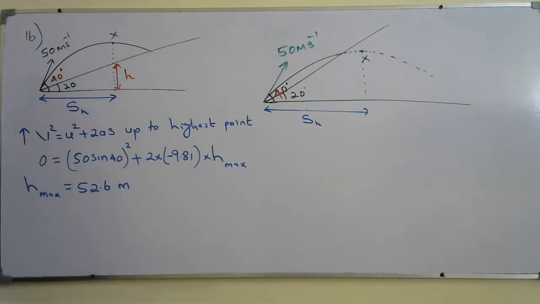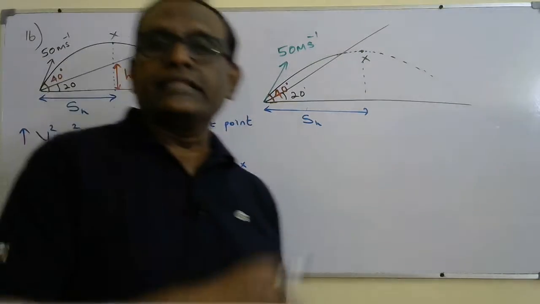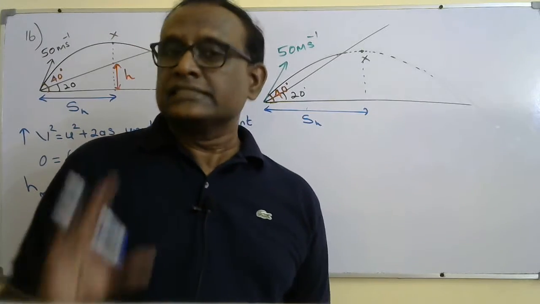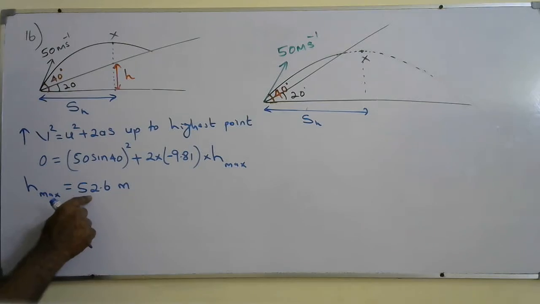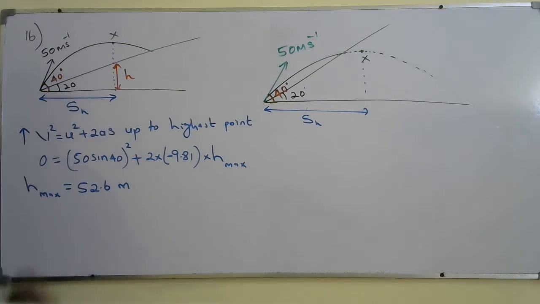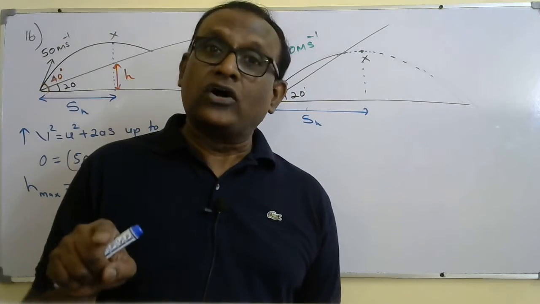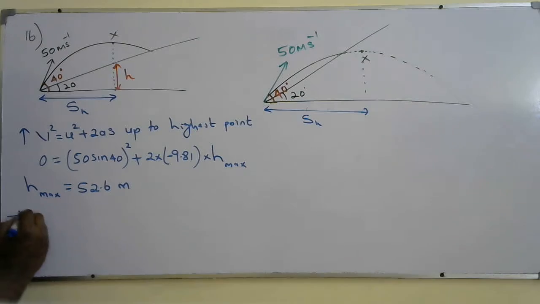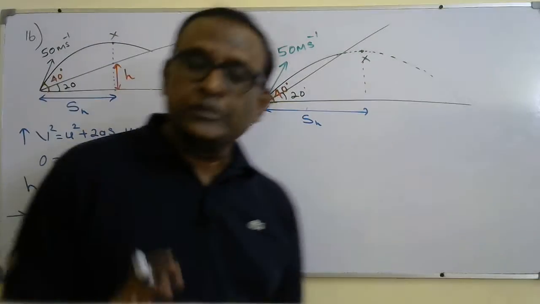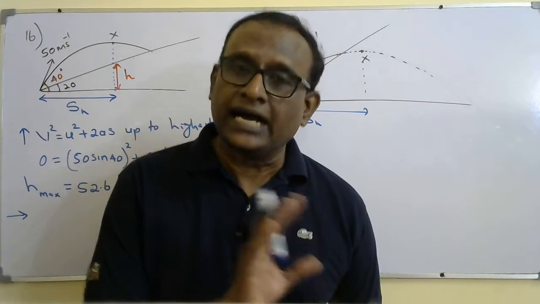I used v squared equals u squared plus 2as. So this is the maximum height that could be reached by the projectile. Whether it's hitting or not, we don't concern ourselves. Just find the maximum height. We found it, right? So when it is at the maximum height, how much should be the horizontal displacement? We know the time taken to reach the highest point. We found it in the A part. So horizontally we will find the possible horizontal displacement when the projectile is at the highest point.